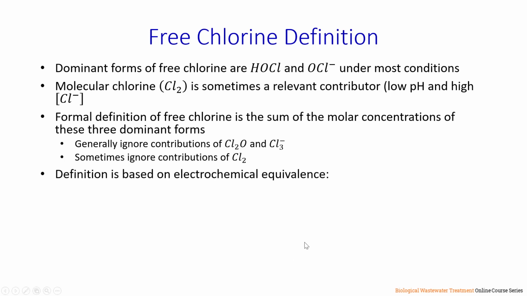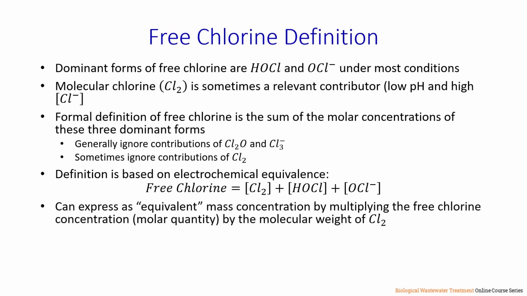The definition of free chlorine is based on electrochemical equivalence, and since each of these forms of free chlorine is electrochemically equivalent, they're identical in their contributions on a molar basis to the amount of free chlorine that we have in solution. We simply add up their molar concentrations, and that yields the free chlorine concentration. Sometimes people choose to express the free chlorine concentration as equivalent mass concentration by multiplying this molar concentration of free chlorine by the molecular weight of Cl2, and that molecular weight is 70.9 grams per mole.